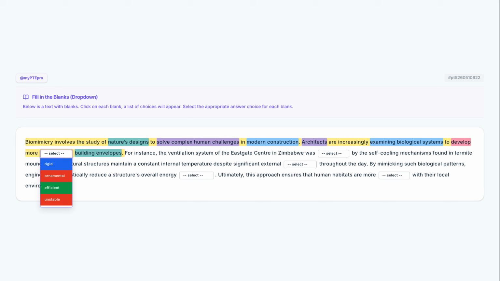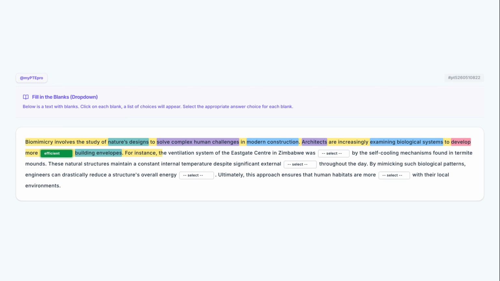Incorrect. The term efficient is the most logically sound choice because the passage frames biomimicry as a solution to solve complex human challenges. Architects look at biological systems because nature has already optimized processes like cooling and energy use. Therefore, the goal is to create efficient envelopes that outperform traditional, less optimized designs. Words like rigid or unstable focus on physical states that do not represent the functional improvement described.